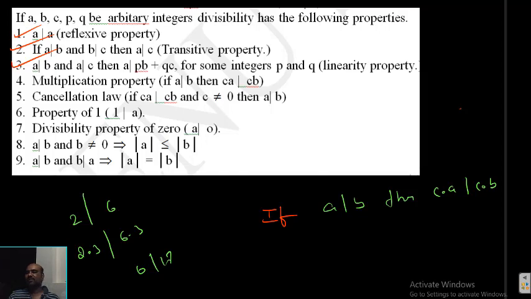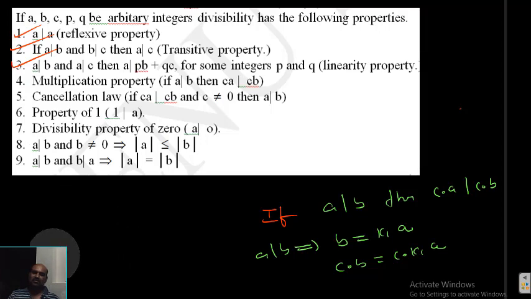So a divides b, then what happens? Some integer into a divides that integer into b only. Easily you can prove. a divides b implies b equal to some integer into a. Multiply c on either side: cb equal to c into k1 into a. In other words, c into b equal to some k1 into ac.